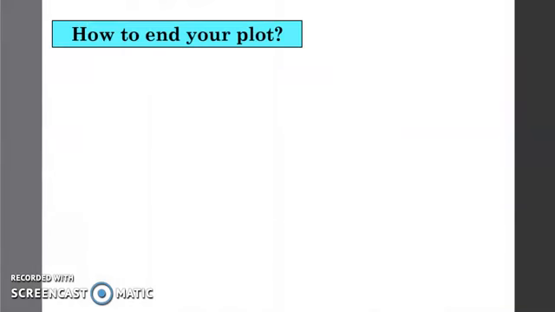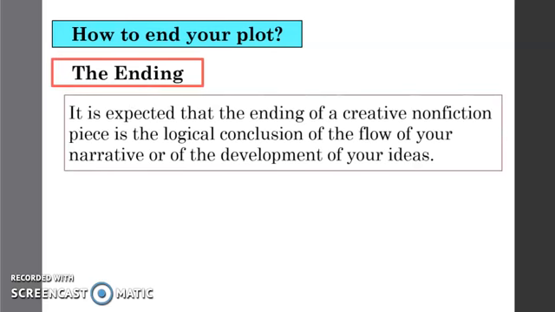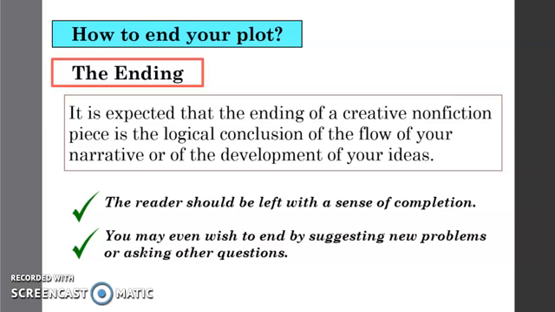Now, how will you end your plot? It is expected that the ending of a creative nonfiction piece is the logical conclusion of the flow of your narrative or of the development of your ideas. You must constantly bear in mind that the reader should be left with a sense of completion. But a satisfying ending does not mean that you need to answer or resolve the issues that you raised in the essay. Okay? You may even wish to end by suggesting new problems or asking other questions.